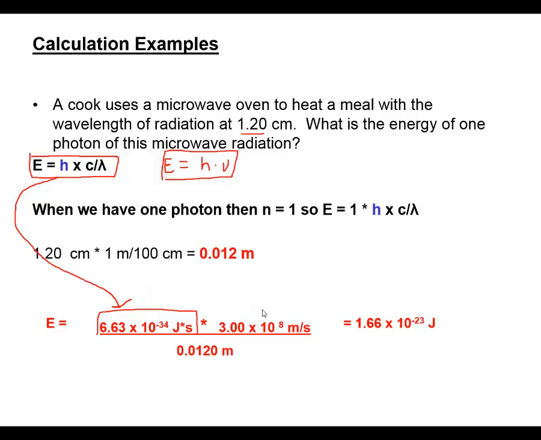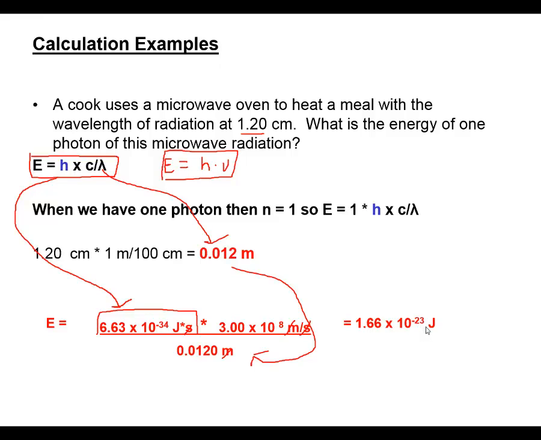Okay, I multiply by the speed of light. I did ask you to memorize the speed of light, or the speed of electromagnetic radiation, as being 3.00 times 10 to the 8th meters per second. I'm going to divide by my wavelength, which is going to be my lambda. When I divide by my wavelength, I'm going to see that my meters cancel. The units for Planck's constant h are joules times seconds, so my seconds will cancel, and I'll have units of joules, so I have 1.66 times 10 to the negative 23rd joules.